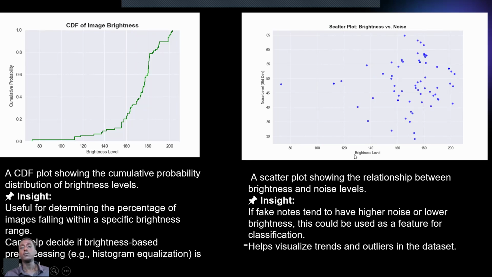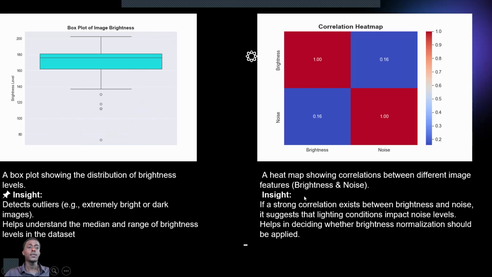And then on your right, we have the scatter plot that had two axes, comparing the brightness feature against noise in the images. We're just establishing the relationship between brightness and noise using scatter plots. And if fake notes have higher noise or lower brightness, this could be used as a feature for classification.